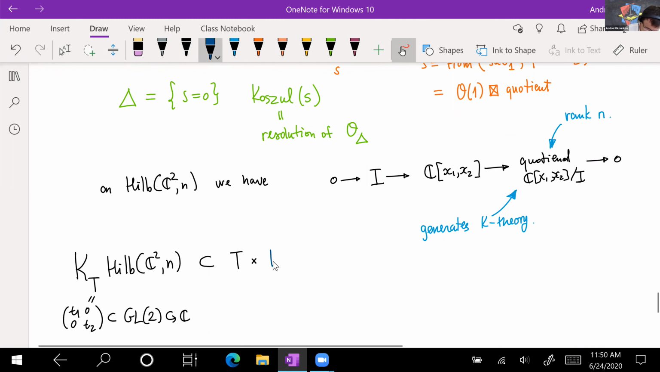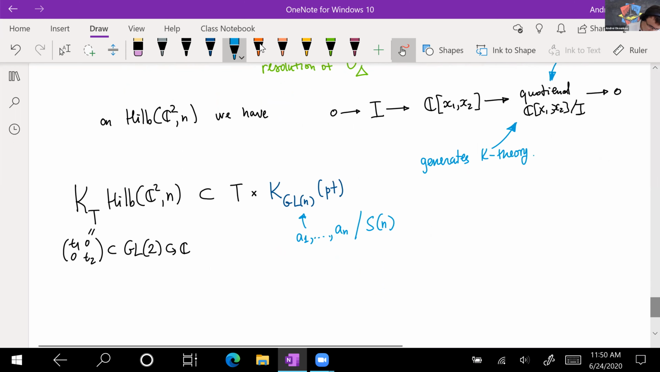Let's do it canonically. So this is K GL_n over a point, for my tautological bundle. And so this has coordinates, maybe column A1 through An, and is defined up to permutation. And so then this thing is a union over all fixed points.